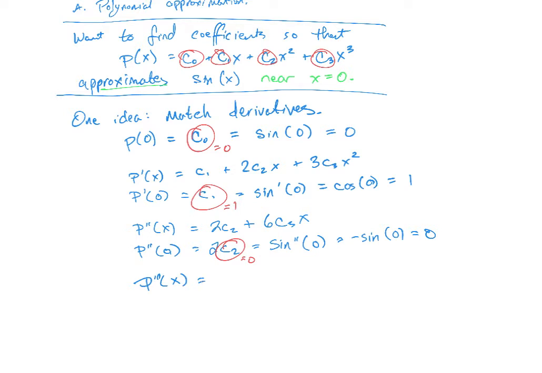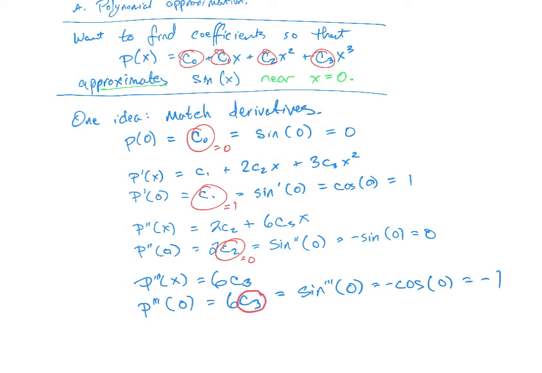Take 3 derivatives, and we get 6C3. At 0, that's still 6C3. We want this to be equal to the third derivative of sine at 0, and that's minus cosine, that's minus 1. And we solve for C3, and it should be minus 1/6.